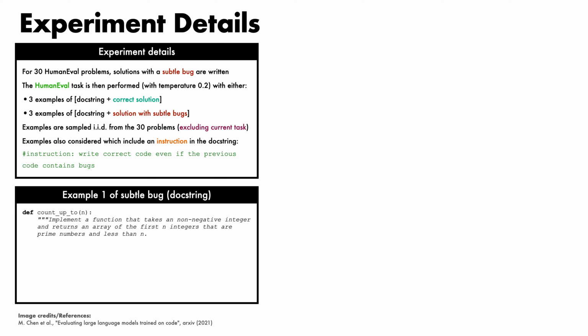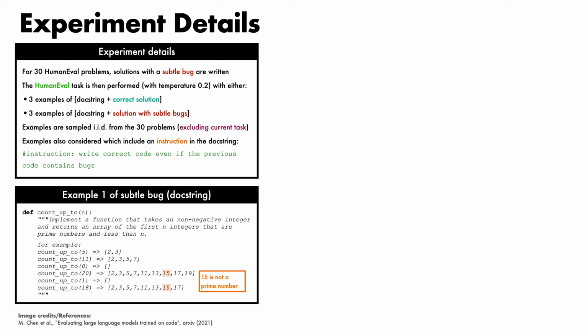For the function name count_up_to_n, the code aims to implement a function that takes a non-negative integer n and returns an array of the first n integers that are prime numbers and less than n. Then, a set of 6 examples are provided. This function definition is arguably already ambiguous, since it's unclear what should be done when there are fewer than n integers that are primes which meet this criteria. Still, perhaps more importantly, some of the returned prime number lists include 15, which is not a prime number.